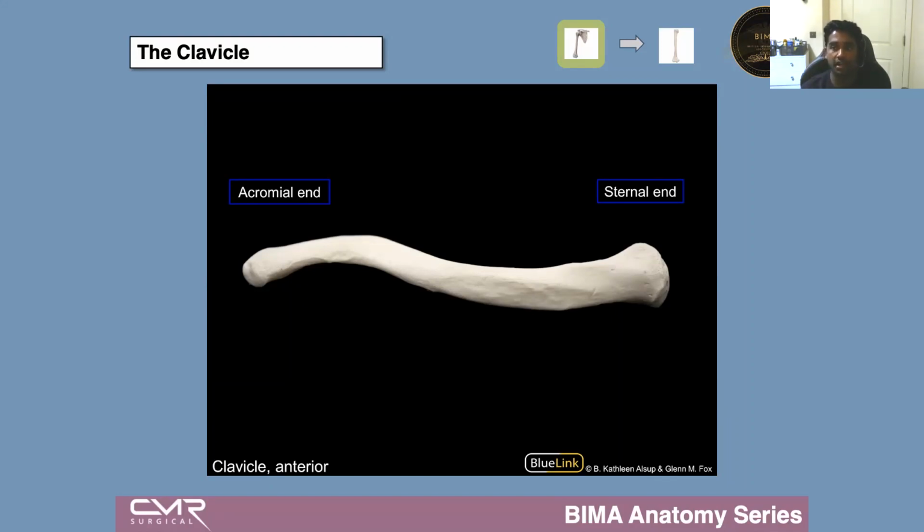So the easiest way to know left from right is to understand which side is the acromial and which side is the sternal. And then also the shape from the sternal to the acromial is going to follow this S shape as well. So if we think about it, if this is the sternal end, and you flip it around, this one is going to be the right hand side. Does that make sense? Great, perfect. Okay. Any other questions?